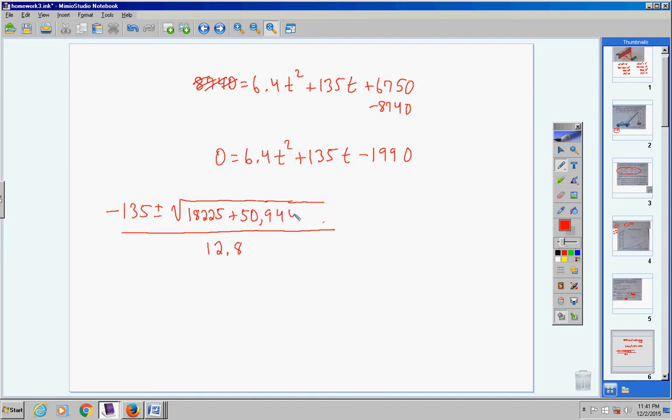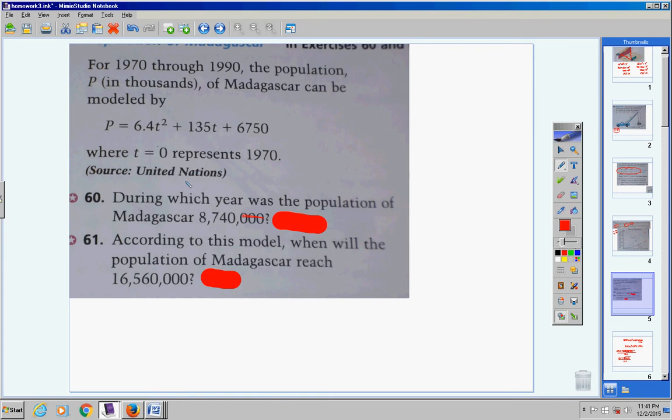$50,944. Let's combine those two numbers and we'll get 69,169. Positive negative with the negative 135 all over 12.8. Now remember what we're trying to do. We're trying to find the year between 1970 and 1990.